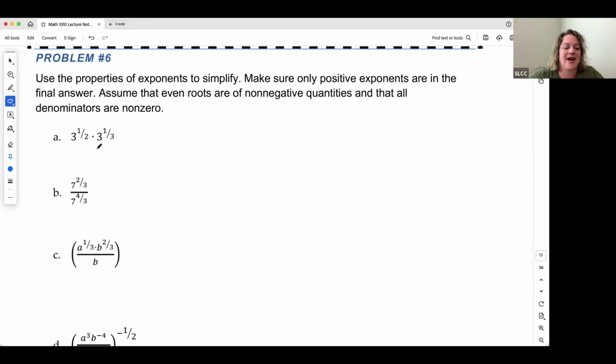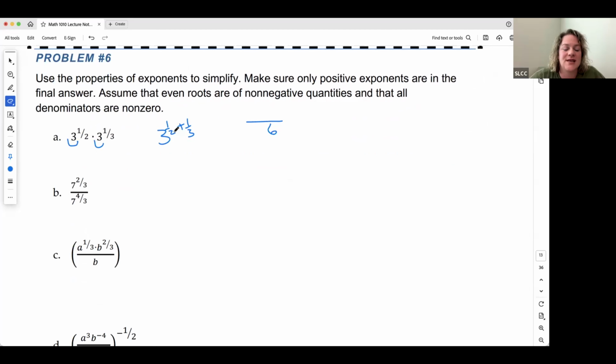I notice that I have two of the same bases, 3 and 3. When I have two of the same base, I know I add the exponents, 1/2 plus 1/3. How do you add fractions? So there's how you refresh your skills: common denominator. What's the common denominator between 2 and 3? That is 6.